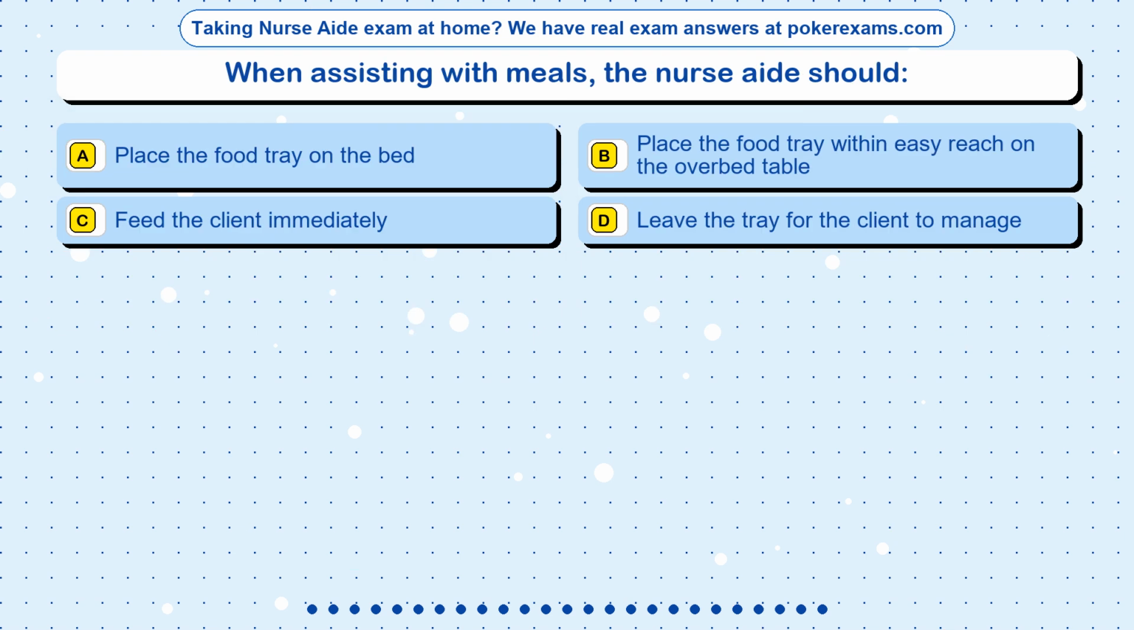Question 22. When assisting with meals, the nurse aide should: Option A, place the food tray on the bed. Option B, place the food tray within easy reach on the overbed table. Option C, feed the client immediately. Option D, leave the tray for the client to manage.